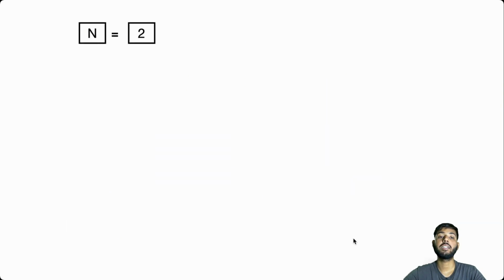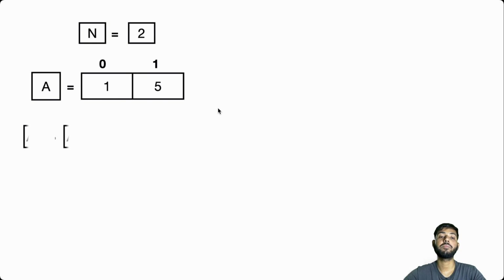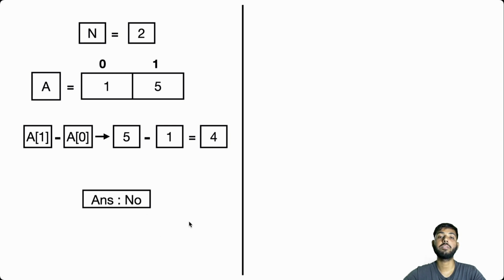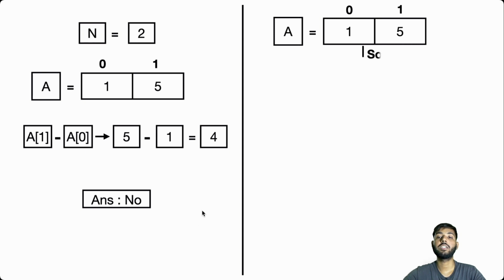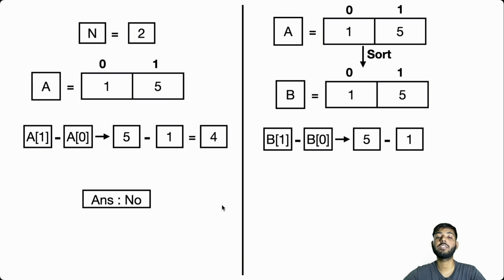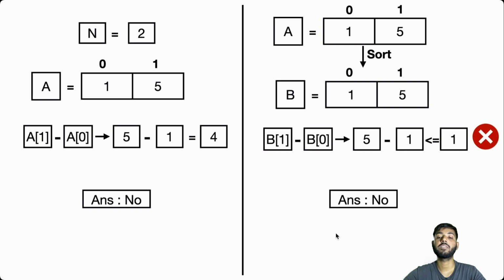Let's see case number 2. We have n equals 2 and the array is 1, 5. Here clearly no rearrangement is possible to get the desired array. When we do 5 minus 1, we get 4. So the answer is no. Let's quickly see it with our approach. First we need to sort our array, which is already sorted. Then we need to subtract the adjacent elements, and if we get a resulting value greater than 1, then it is not possible to get the desired array. So we'll print no. Now let's write the code.